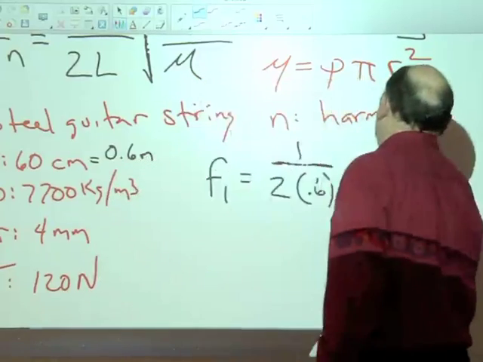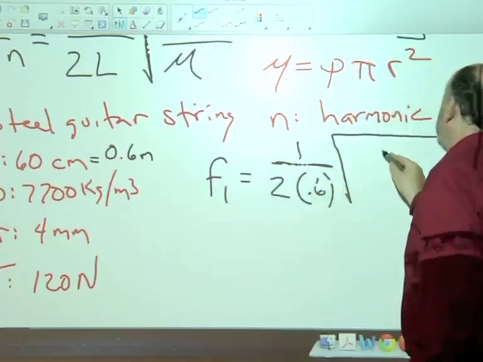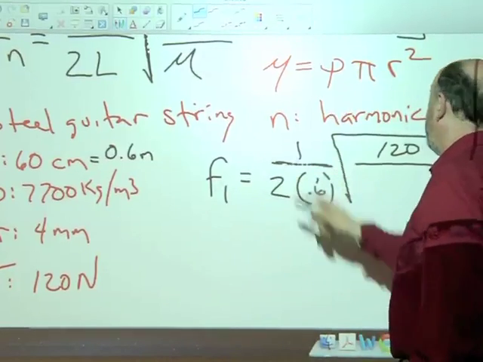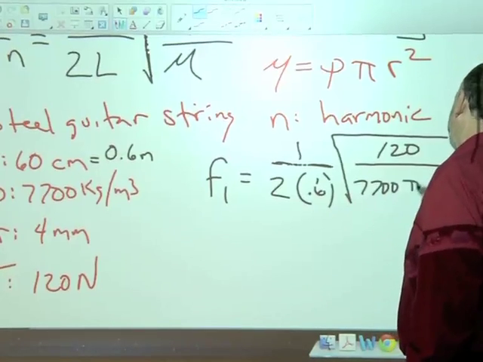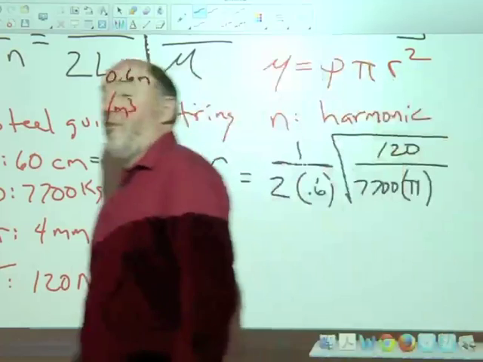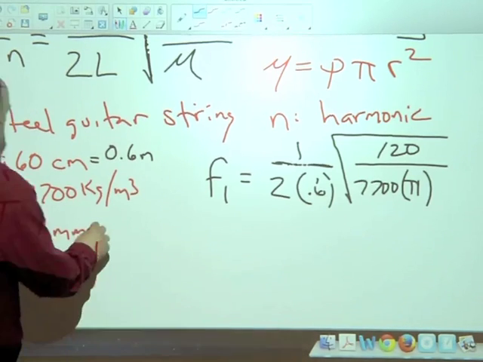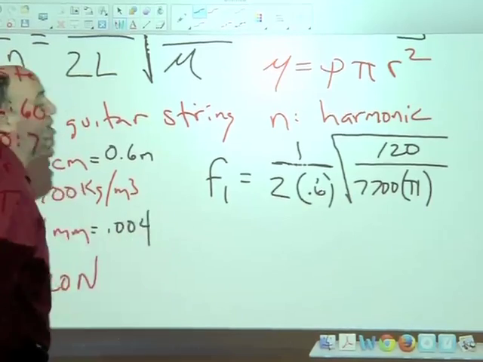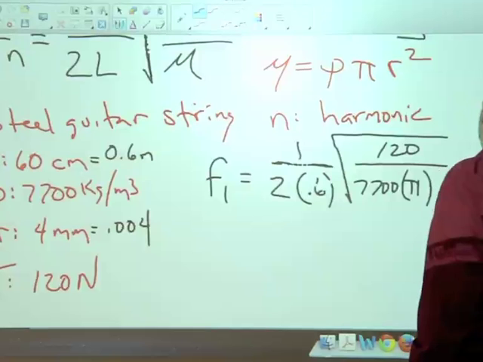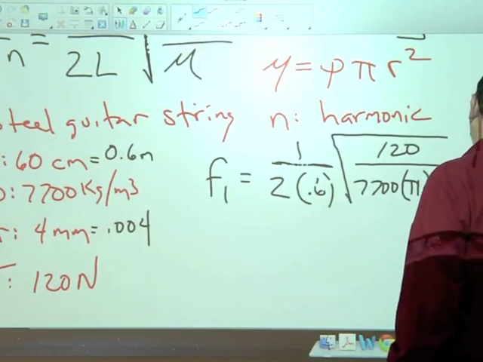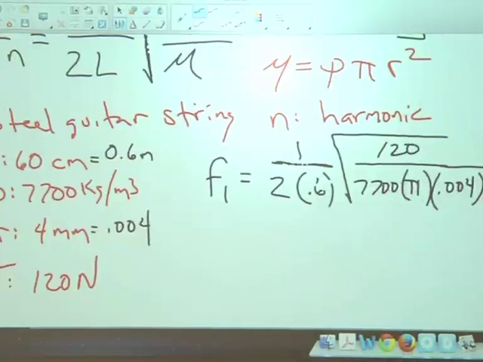Okay. T, 120, that's okay. Rho, 7,700, that's okay. Pi is pi. R is 4 millimeters. That's not okay. Move it over 3 decimal places, and we end up with 0.004. And now we're okay. So now we take that number, plug that in. And now the fun part is, can you plug that into the calculator and get the right answer?